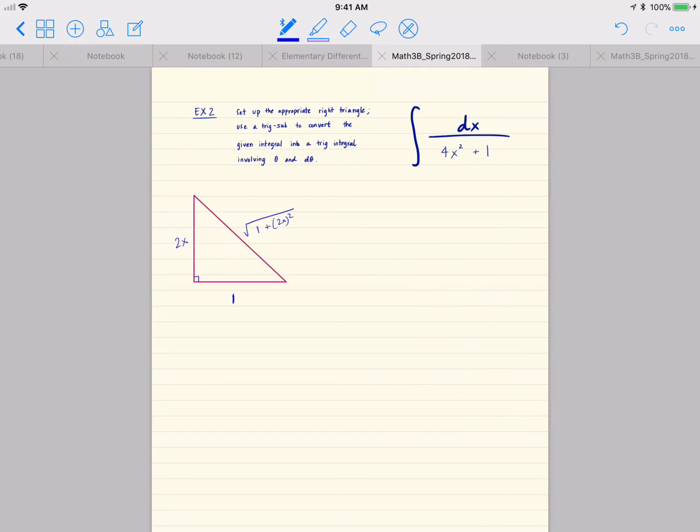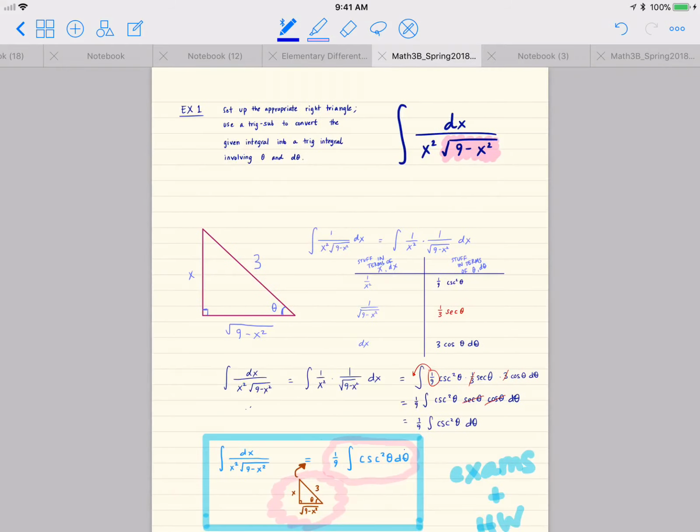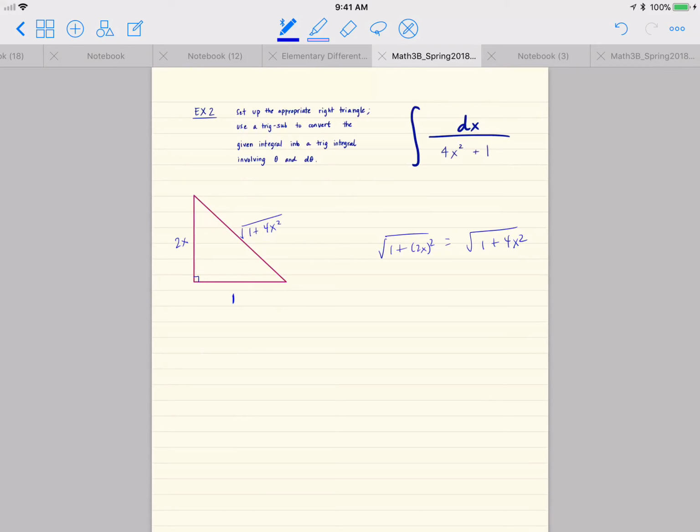Okay? And we can write what is the square root of 1 plus quantity 2x squared. We already know that's going to be the square root of 1 plus 4x squared. That's in fact how we chose 1 and 2x. So we may as well just write the square root of 1 plus 4x squared. Now, the issue is, where do I put my theta? In the last triangle, we put theta down at the bottom and to the right, and that's typically where I'll put theta. But I wanted to do this example and show you that it doesn't matter. You can put theta up at the top. It still works. Why? Because the right triangle still works.